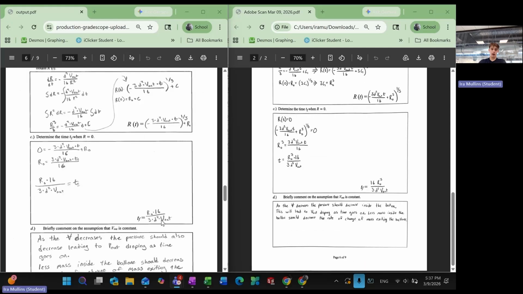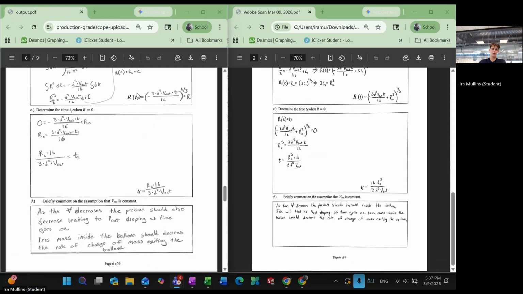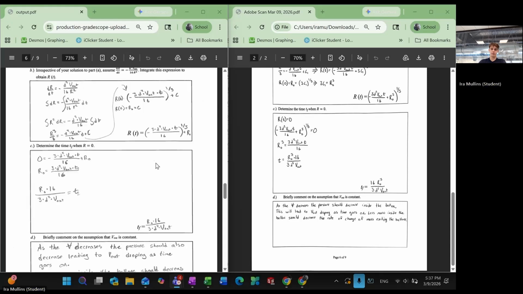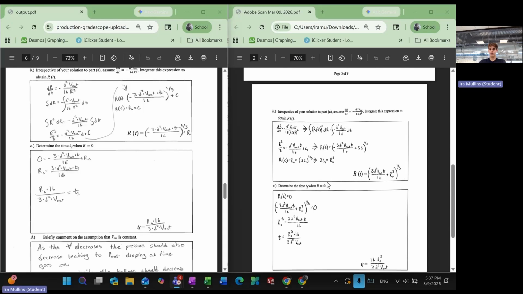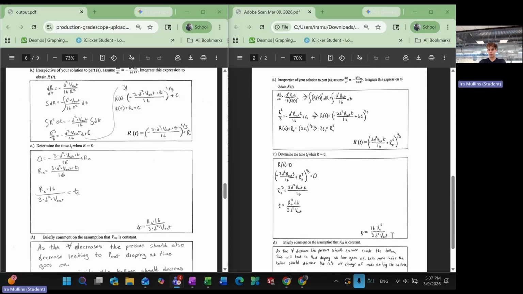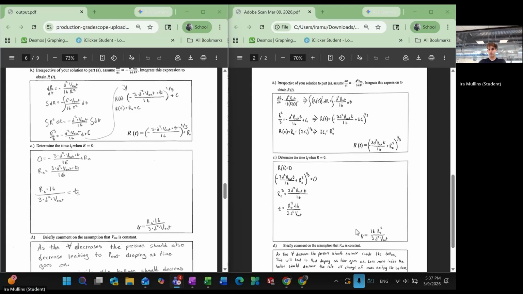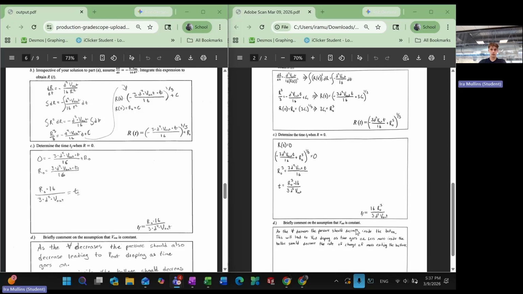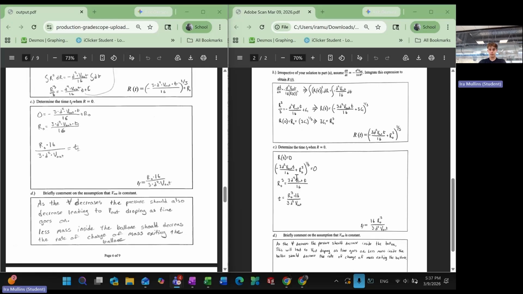For part C, I went through and I solved this correctly, but I got up here, which carried on my issue from part B down here. So if you solve it using the correct answer, you do get the right answer, which is 16R cubed 3D squared D out. So I got part D correct, so I'm not going to go over that in this video.